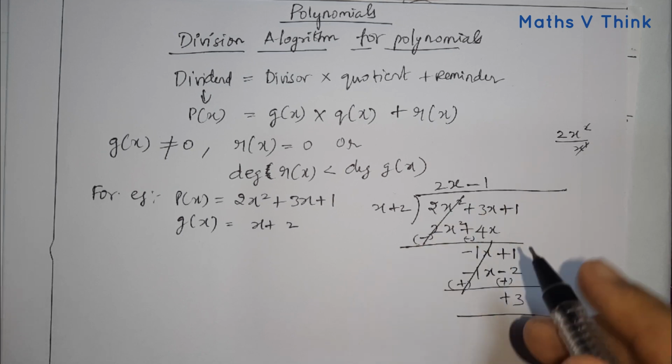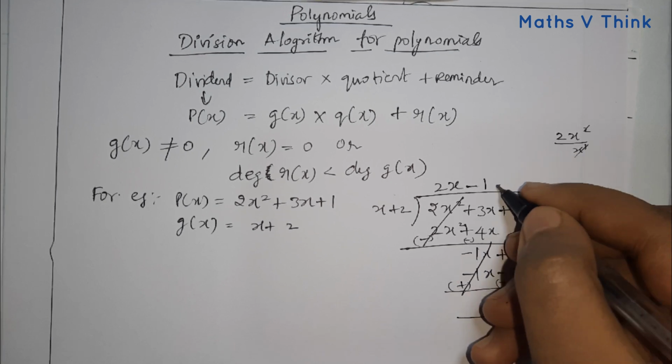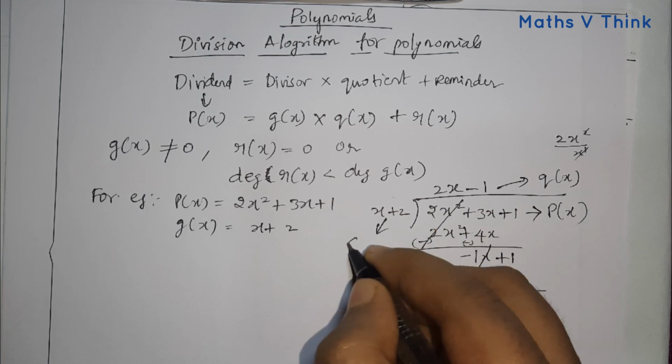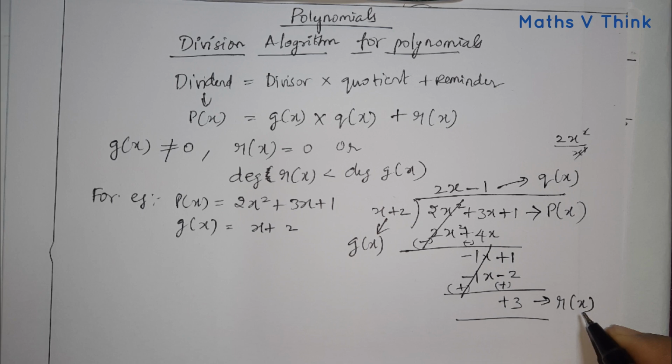So now in this example, this is p of x. This is q of x. And this is g of x. And this is r of x.